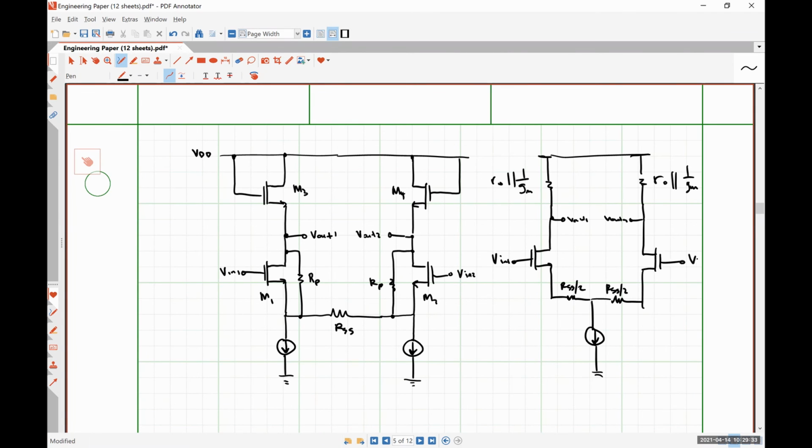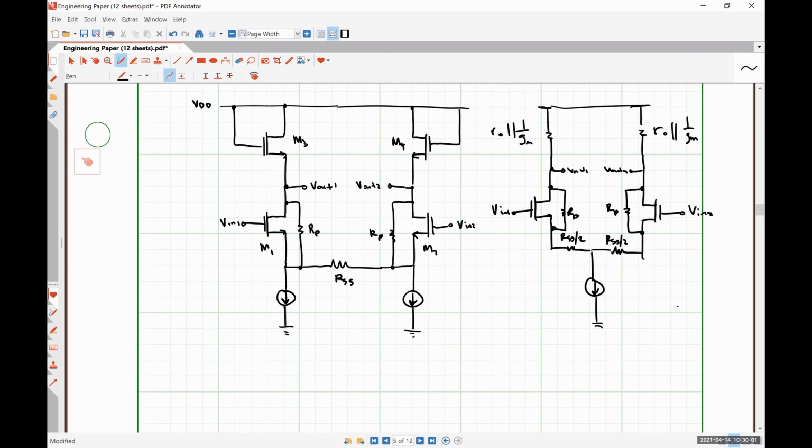VN1, VN2. All right, what is that resistor RP doing? We still have those guys. So let me throw that here. So small signal, what's happening with RP? It's in parallel with r01 and r02.